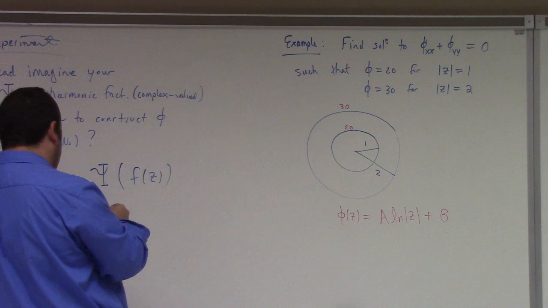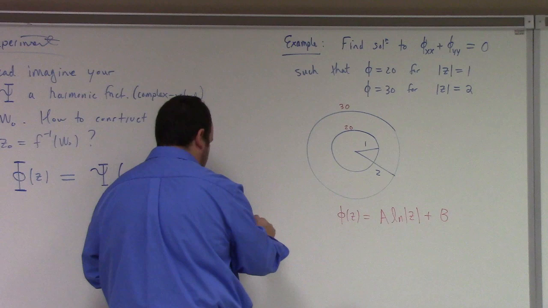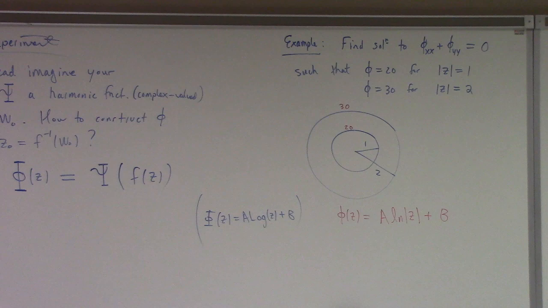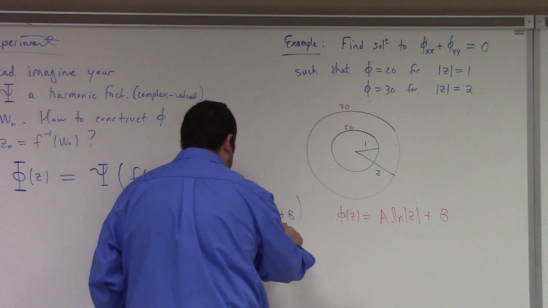Here's the man behind the curtain. Remember that if we have capital phi of z equal to a constant times the logarithm of z plus b, where b is a real constant, is that a complex differentiable function? Yes, it is. We've proved that the principal logarithm is complex differentiable, right? And so we know that that is a natural log of the modulus of z plus i a arg of z plus b, actually, right?